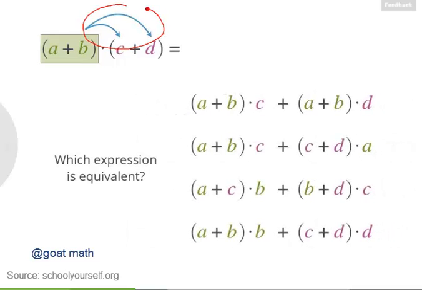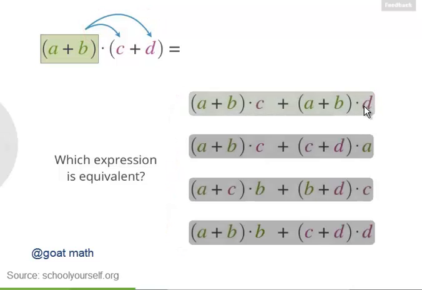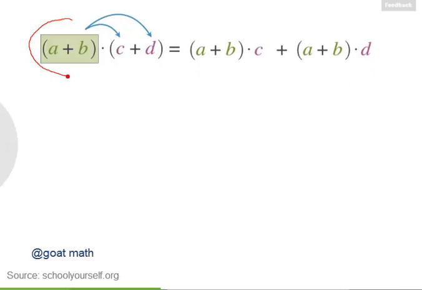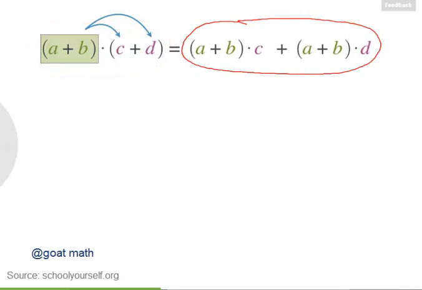Here's an example. A plus b times c plus d. How can we simplify this expression? The trick here is to think of a plus b as a single term and to distribute it onto c plus d. So if you perform this distribution, which of these expressions do you get? Precisely, so a plus b times c plus d equals this expression here.